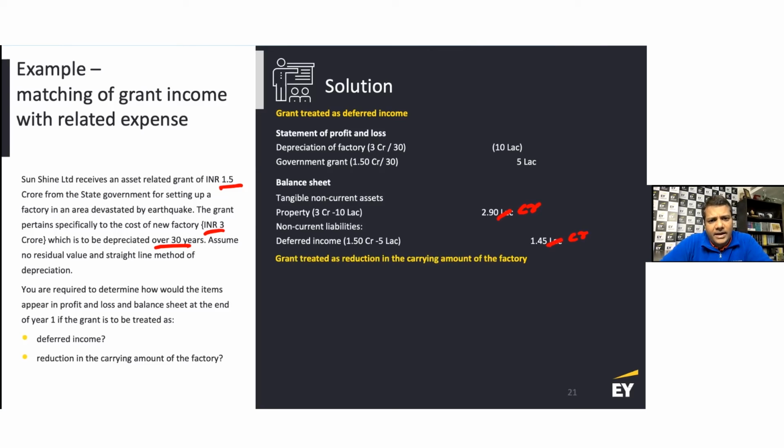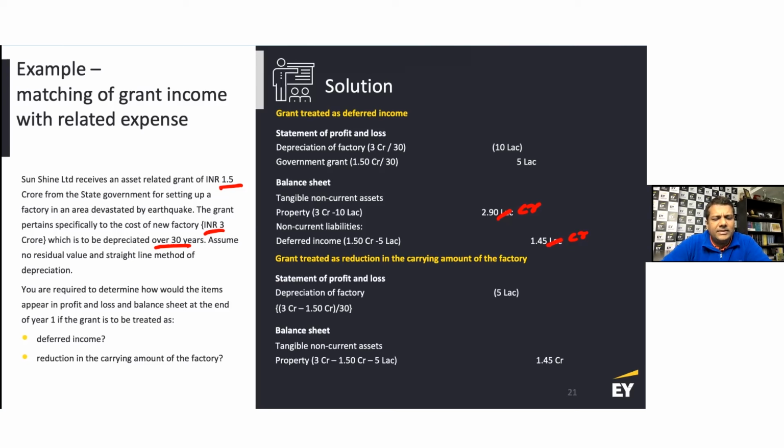Okay, grant treated as a reduction in the carrying amount of the factory. If I treat this as a reduction in the carrying amount, then in the statement of profit and loss there is no income coming for the government grant. It's all factored as part of the depreciation itself. So my depreciation of the factory is now 5 lakh, because my cost has reduced from 3 crore minus 1.5 crore, which is 1.5 crore, divided by 30.